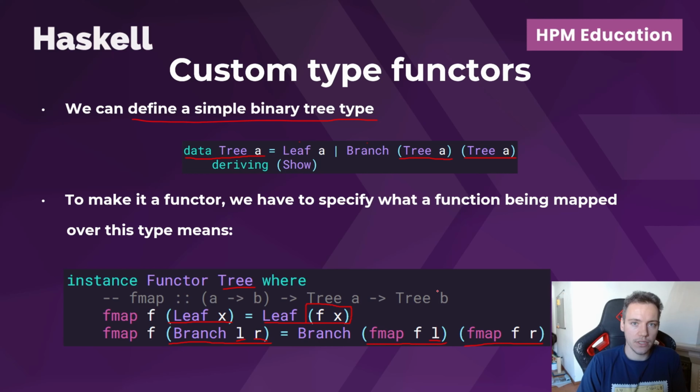and the result will be, of course, the same branch, but with any leaf nodes in its children mapped with this function f. Eventually we'll get to a leaf, and that leaf will actually apply the function and give back the result of the function application. So that would be how we want a function mapping to work for our custom type in this case.